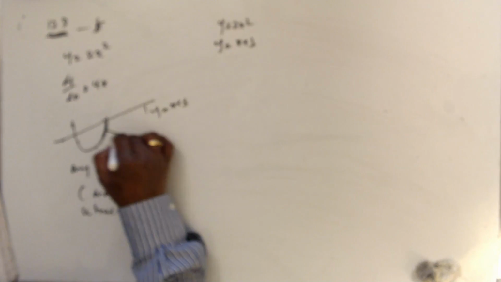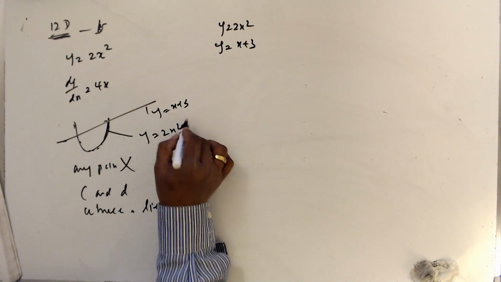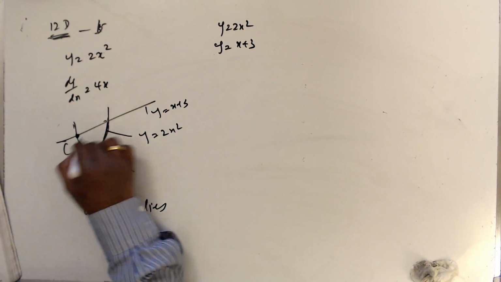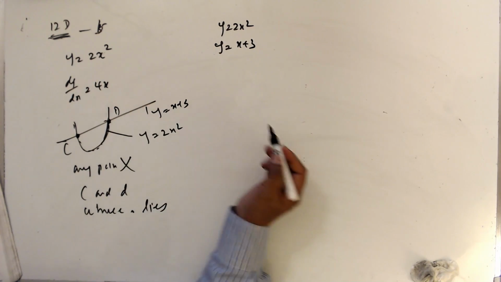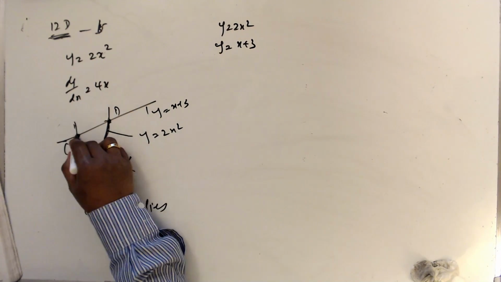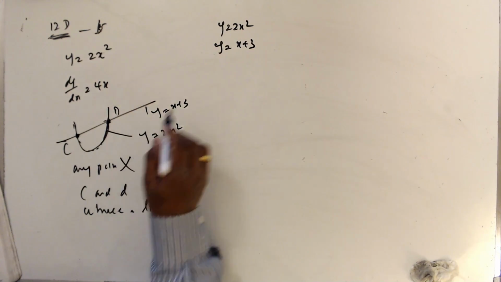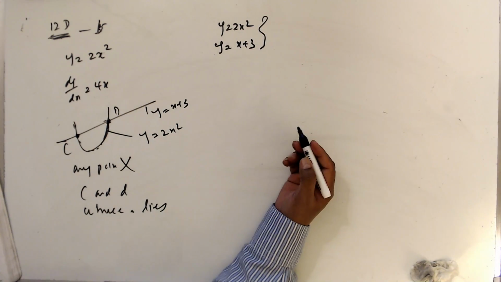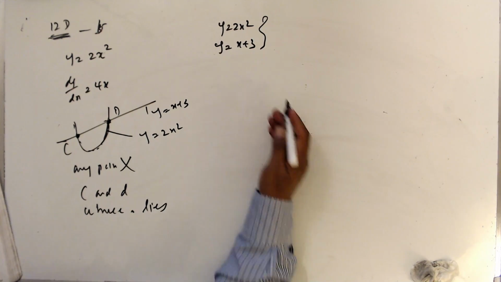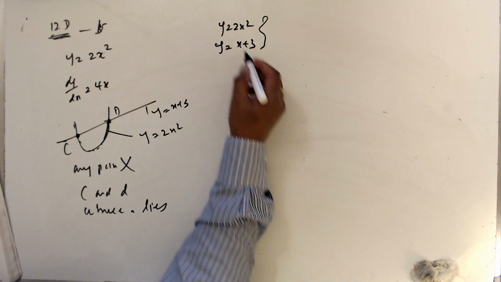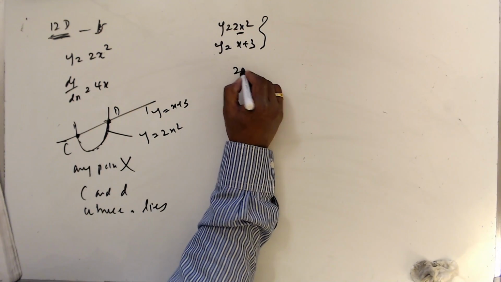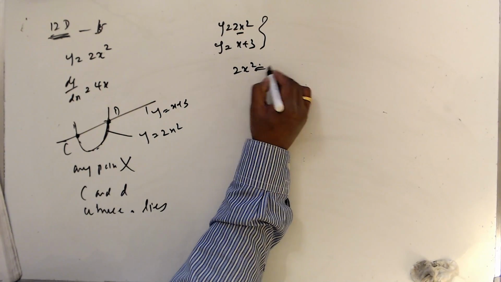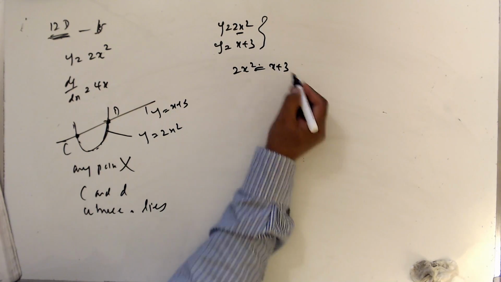This is the y equal x plus 3 line. This is the curve y equal 2x square. Now this is the C and D intersection point they are talking about. Now we want to find this intersection point. If you have two equations, how do you find the intersection point? By solving simultaneously. So I can write 2x square equal x plus 3.